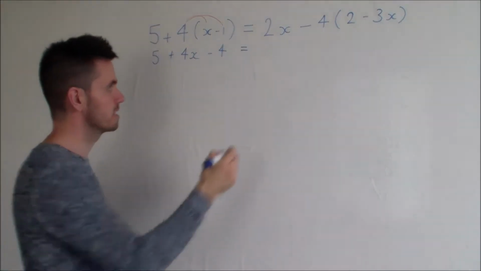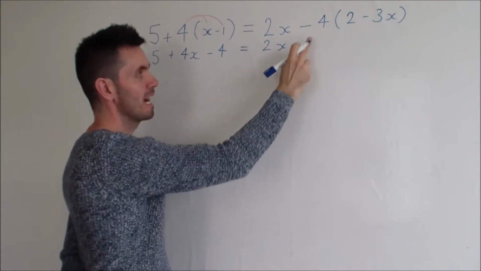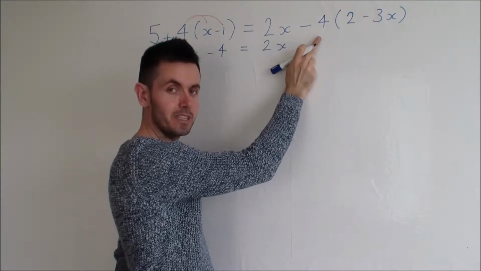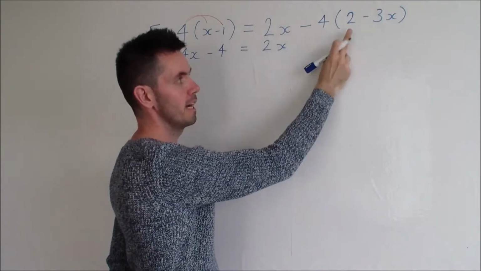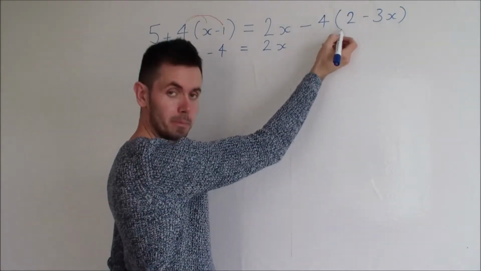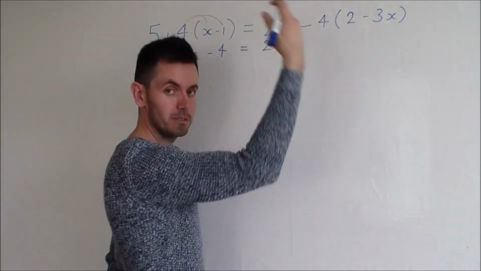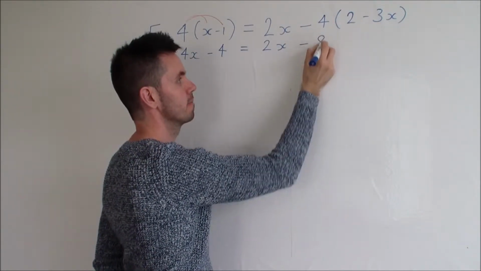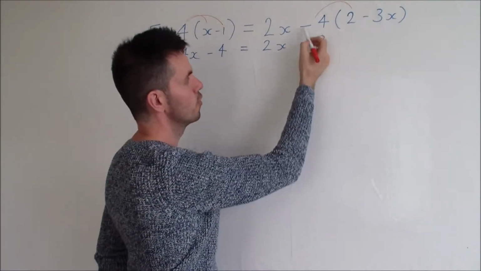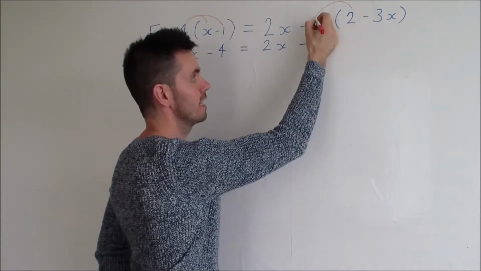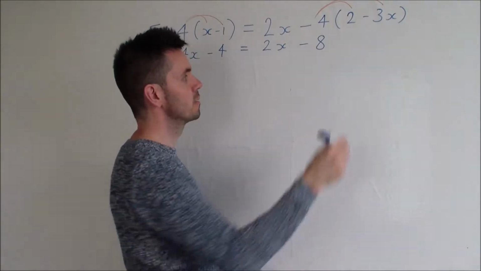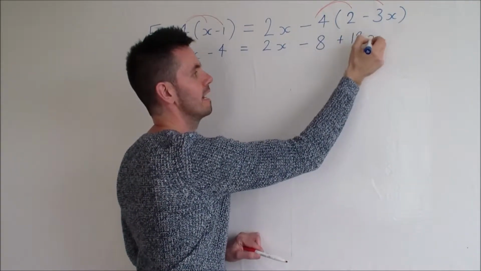On the right hand side, do the same thing. We have 2x, and then we have this negative 4. Really be careful to make sure you notice the signs in front of these numbers. You've got negative 4 multiplied by 2 and by negative 3x. Okay? A negative times a positive is a negative, so negative 4 times 2 is negative 8. And then negative 4 multiplied by negative 3x, finally, is a positive. Negative times a negative is a positive, so we have a positive 12x.